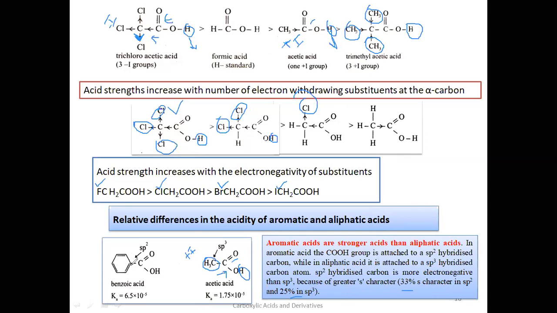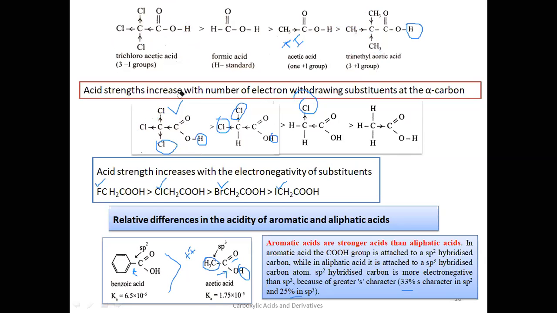So this sp2 carbon is more electronegative, which means what? Electrons are pulled away from this carbon, whereas here electrons are released. Therefore, if you compare the acidity, benzoic acid is more acidic than acetic acid. These are the relative differences in acidities between various aliphatic carboxylic acids and aromatic and aliphatic carboxylic acids.